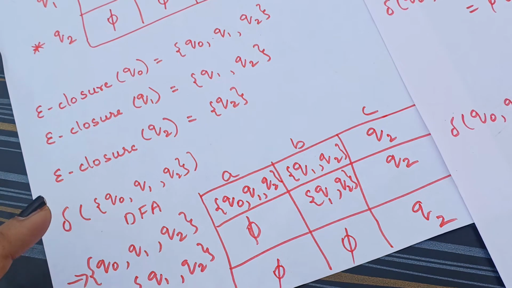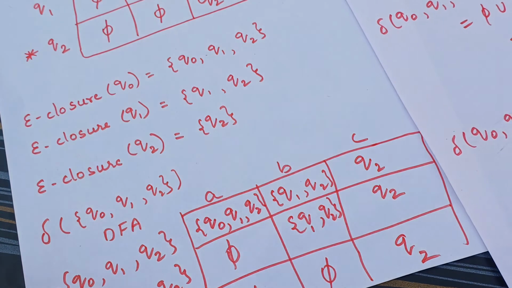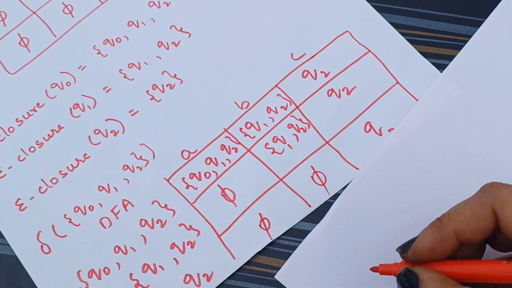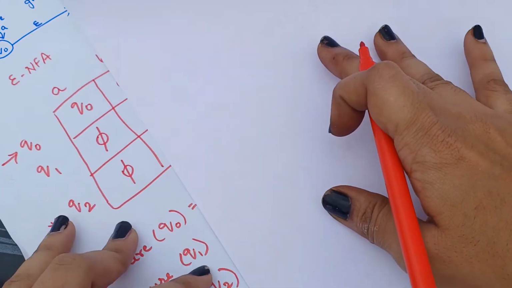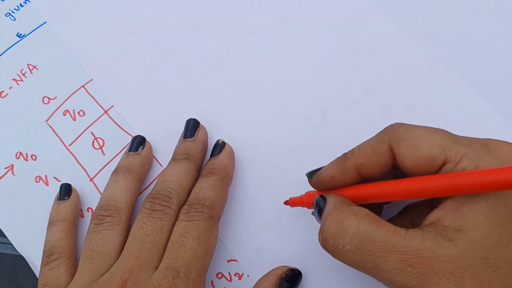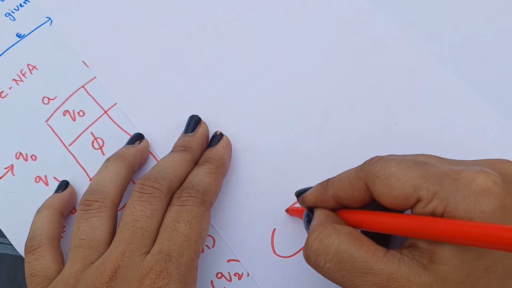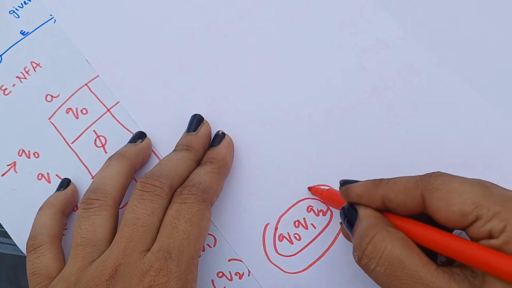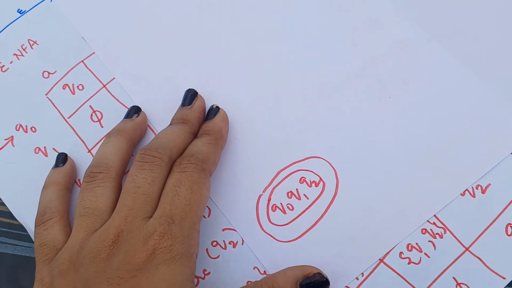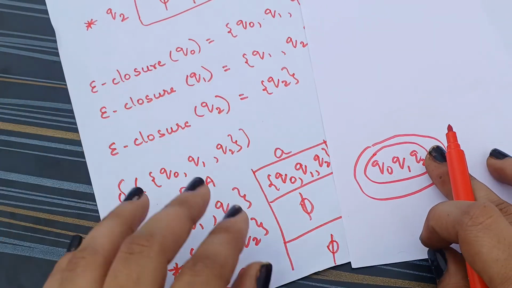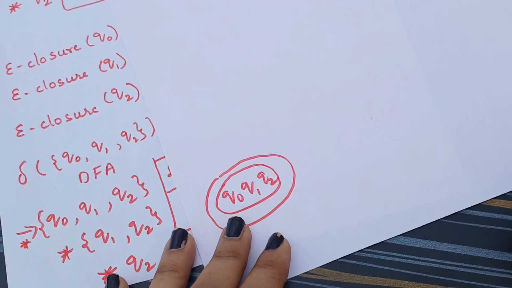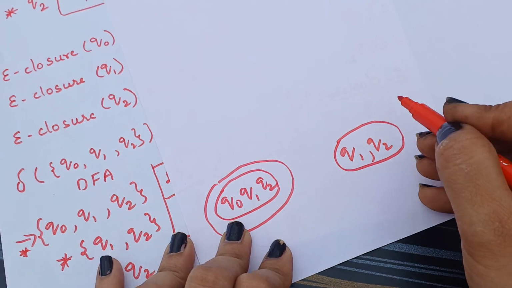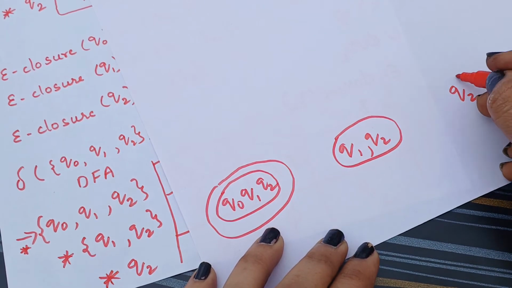So we'll solve this problem and draw the state diagram. Here we can draw the state diagram as follows. Q0, Q1, Q2 we can take as a single state because it is a DFA table, and it is a final value. Then we have the next states Q1, Q2 and Q2, and both are final states.